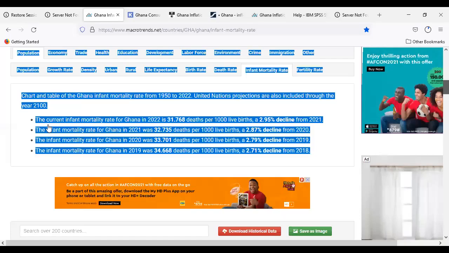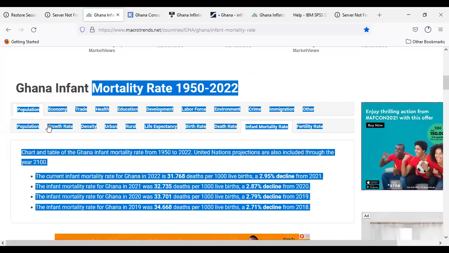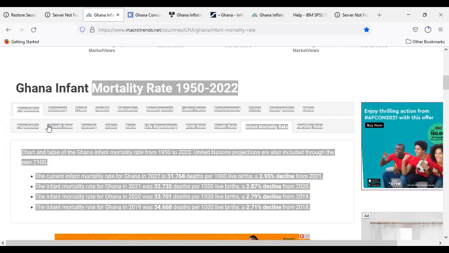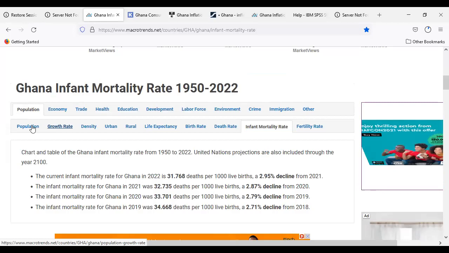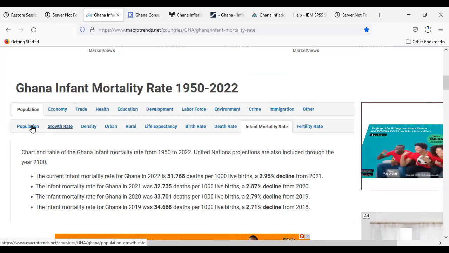You may want to take note of the page, and possibly later you try and investigate what happens here. So when we come here, we have a lot of statistics on various aspects of the economy, from the population, economy, trade, health, education, development, labor force, environment, crime, immigration, and others.